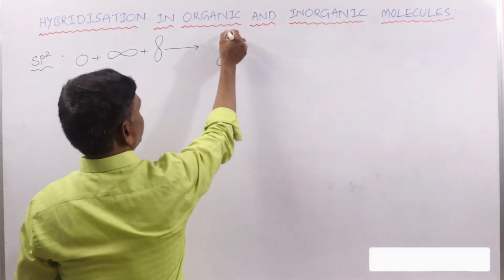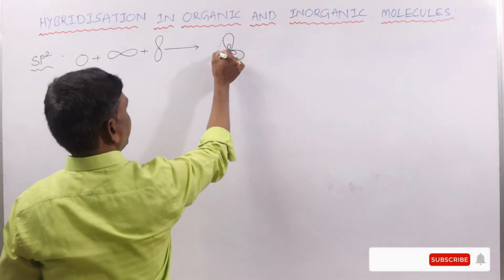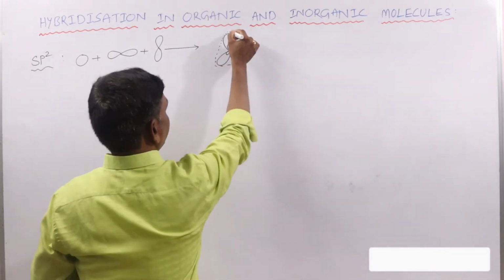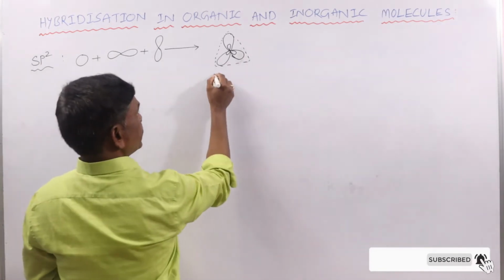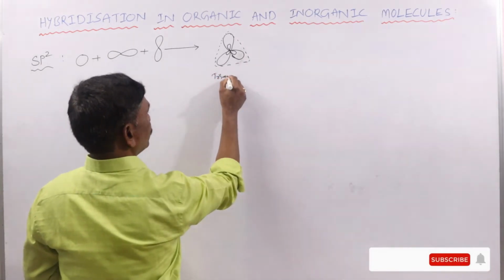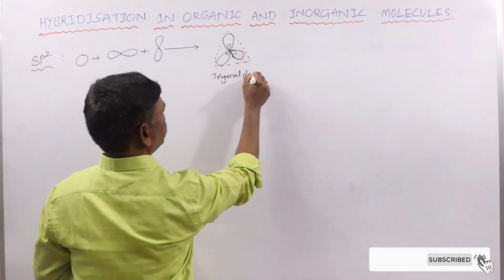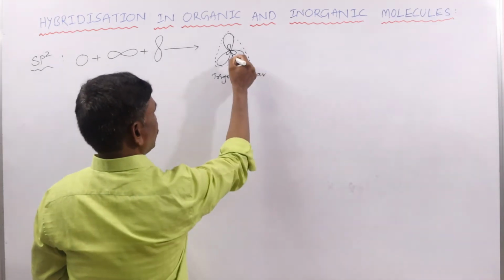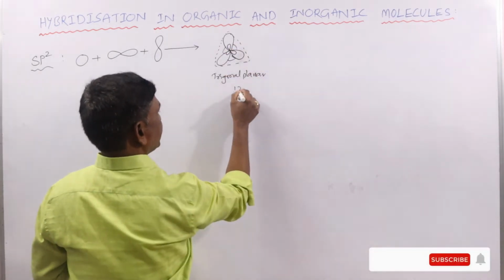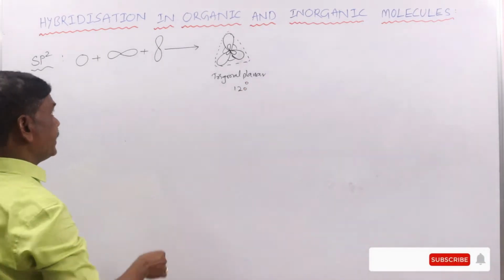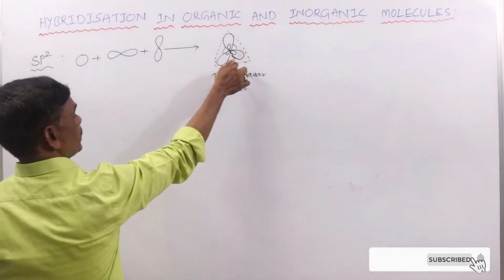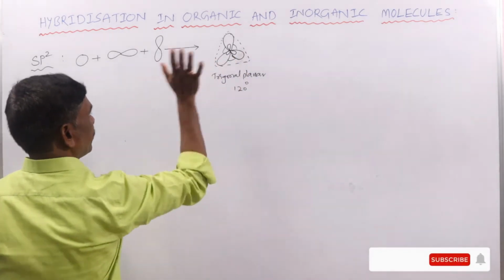Now what is the shape of sp2 hybrid orbitals? Trigonal planar. What is the bond angle? The bond angle is 120 degrees. So this is the formation of sp2 hybrid orbitals.